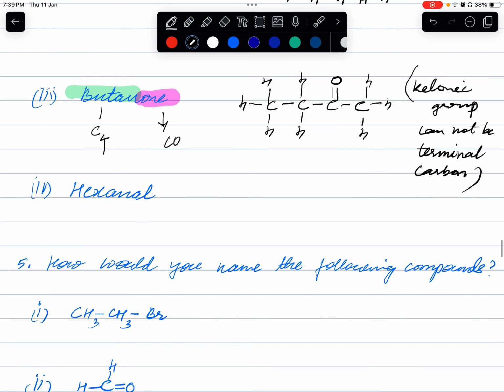Next one is hexanal. Now, in this case, the functional group is "al", and your parent chain is obtained from hexane. Hexane means C6. So, we will write 1, 2, 3, 4, 5, 6 carbons. Next, "al" means it is an aldehyde, and the aldehydic carbon is the terminal carbon. So we will put CHO here.